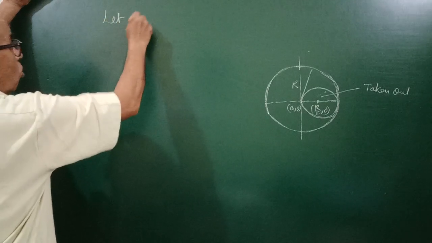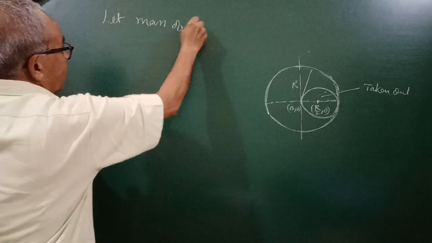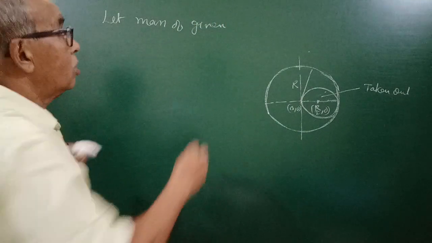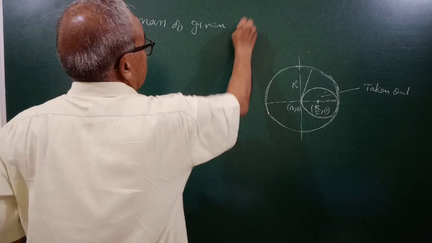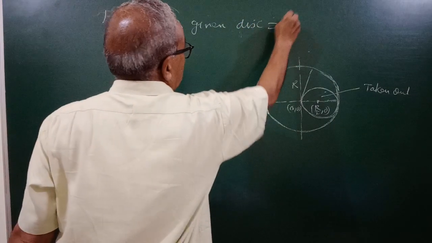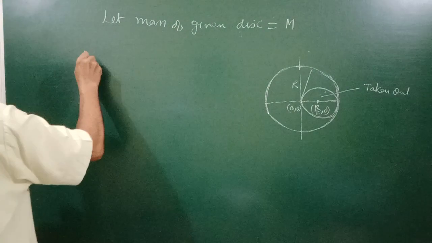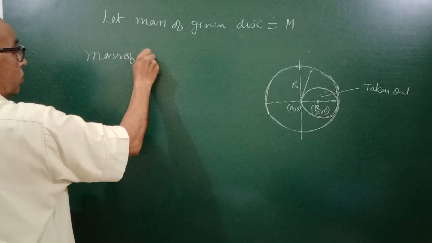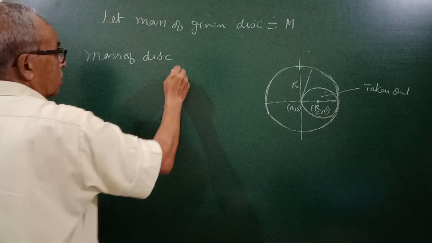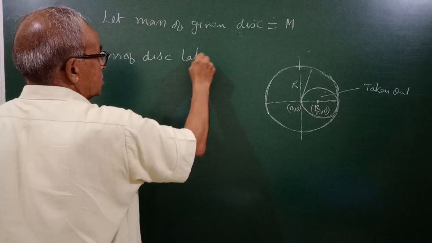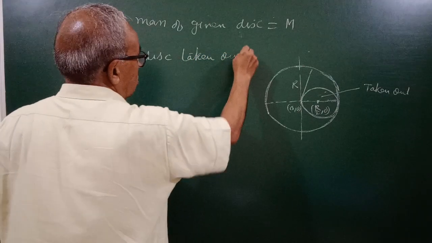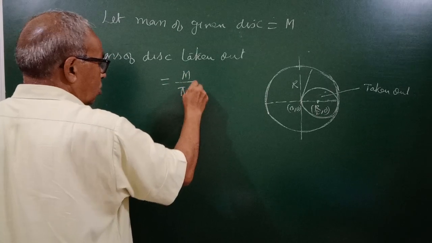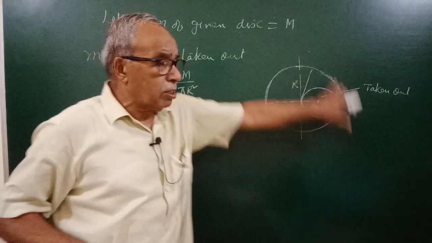Let the mass of the given disc be equal to capital M. So the mass of the disc taken out is equal to, actually, M upon pi R square will be the mass per unit area of this disc.